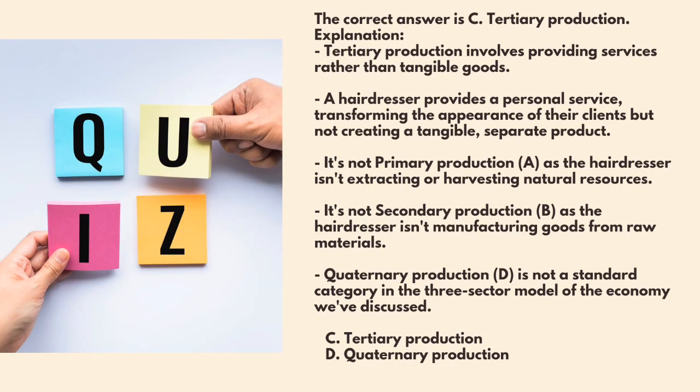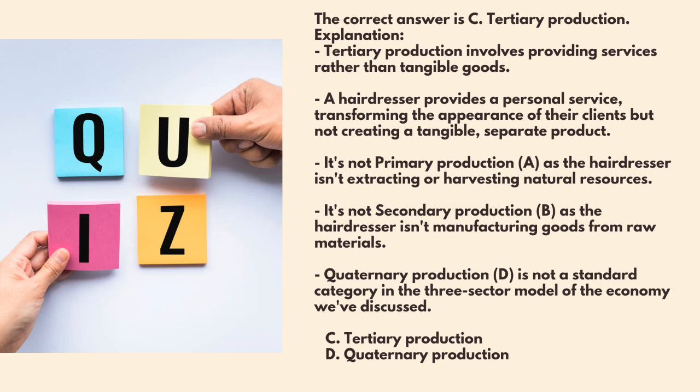Let me explain how come tertiary production is our answer. Tertiary production involves primarily providing services rather than tangible goods. A hairdresser provides a personal service, transforming the appearance of their clients but not creating a tangible separate product. It is not primary production, which is option A, as the hairdresser is not extracting or harvesting natural resources. It is not secondary production, which is option B, as the hairdresser isn't manufacturing goods from raw materials.